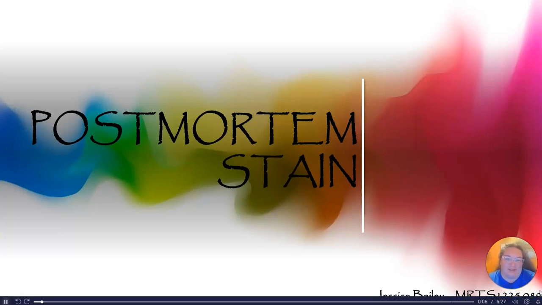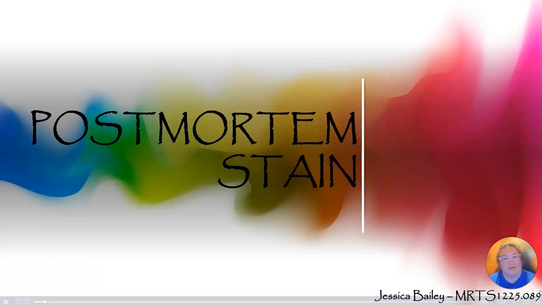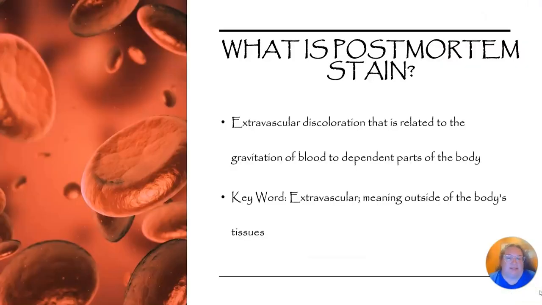My name is Jessica Bailey, and today we're going to discuss postmortem stain and some other physical and chemical changes that have an effect on postmortem stain. So let's start with, what is postmortem stain? Postmortem stain is an extravascular discoloration that is related to the gravitation of blood to dependent parts of the body.